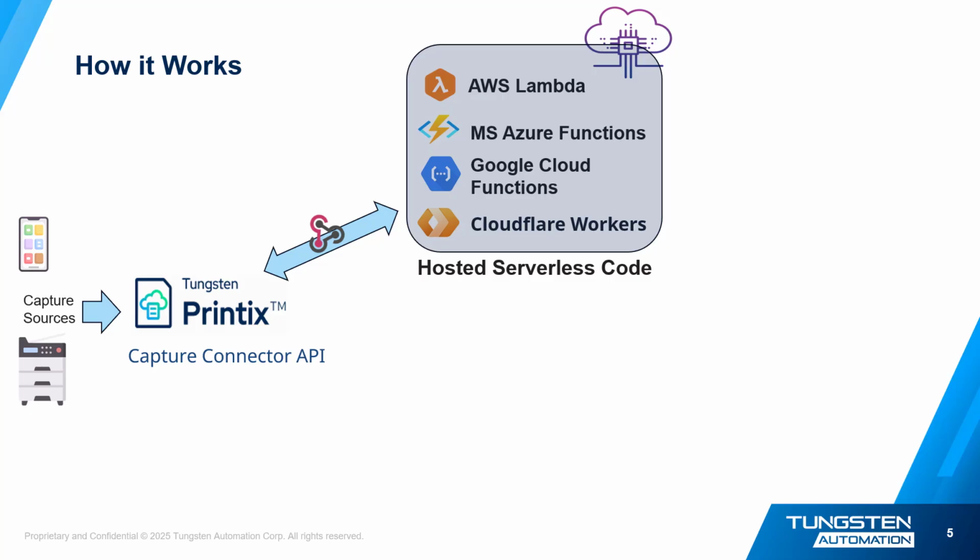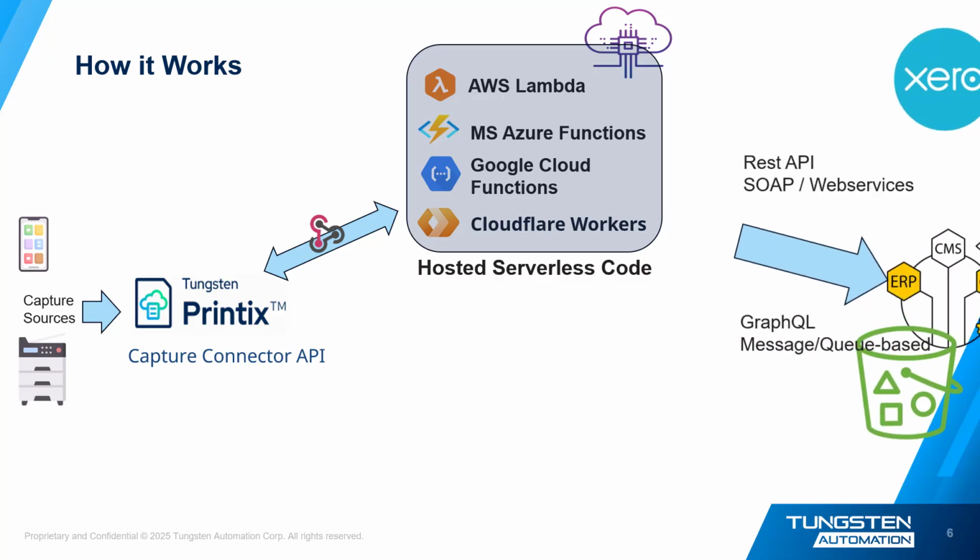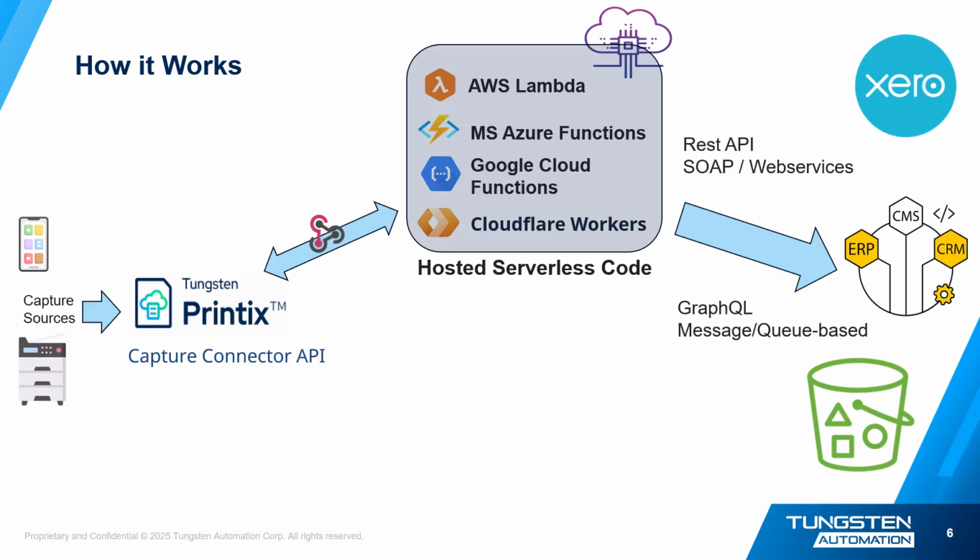The serverless code then retrieves the scanned and processed image from Printix Cloud and routes it to any backend application, whether that's document management, ERP, or other business platform. Integration can be achieved using technologies like REST API, SOAP Web Services, GraphQL, or any other message queue based protocols.